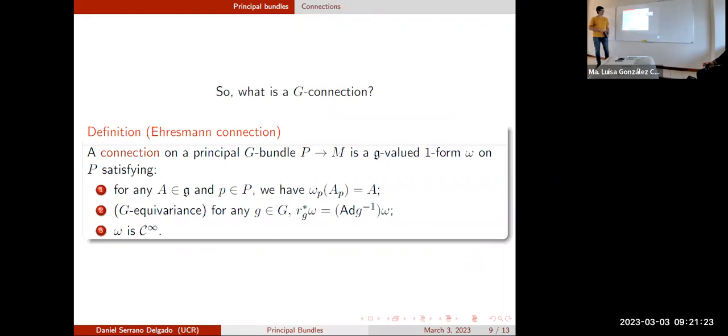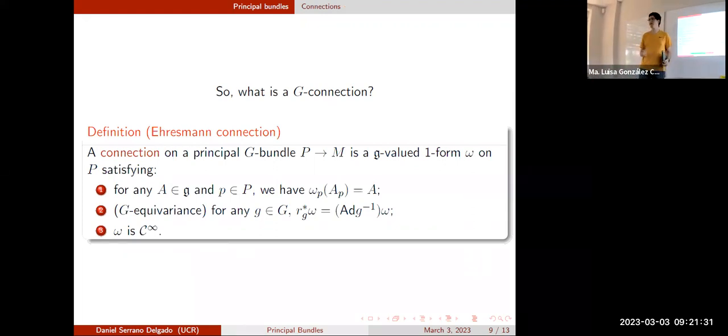We'll start with this definition. We say that a connection for P with structure group G, denoted by omega, is a one form, and this connection in P satisfies the following conditions. For any element of our Lie algebra we have this equality, and as a second condition, finally, that our one form is smooth.